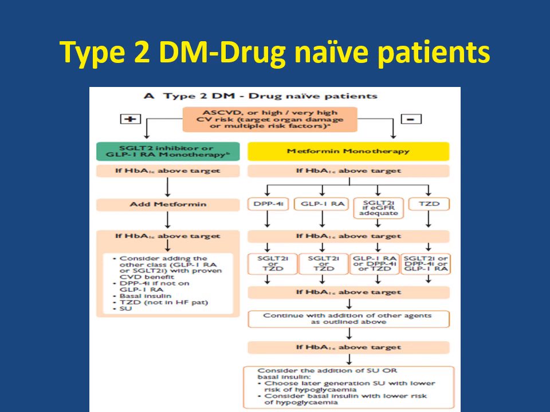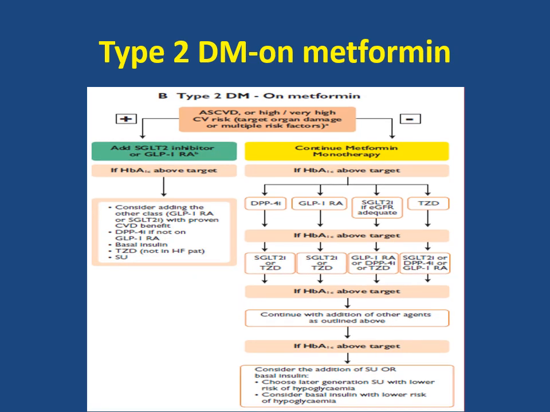Then, if the hemoglobin A1C is still above the target, we can add dipeptidyl peptidase 4 inhibitor or glucagon-like peptide 1 receptor agonist or sodium glucose cotransporter 2 inhibitor or thiazolidinedione. The second major category is type 2 diabetes on metformin. We should look for atherosclerotic cardiovascular disease or high risk or very high risk patients with diabetes.